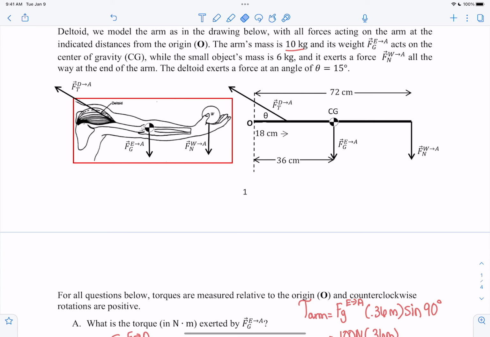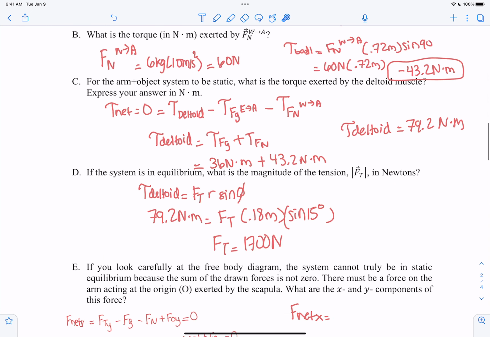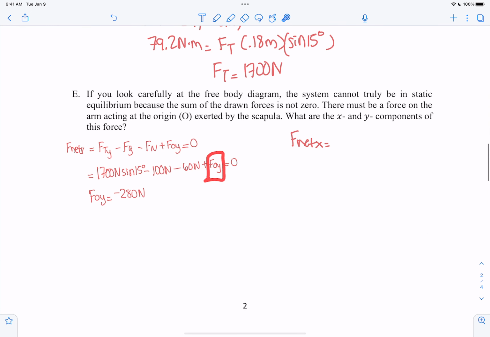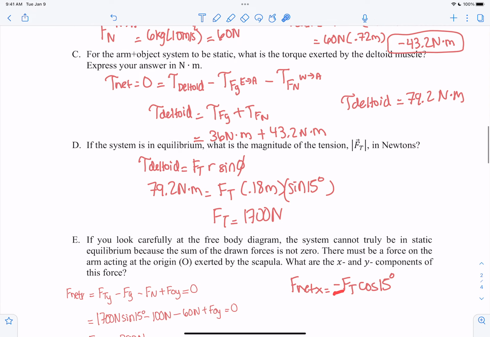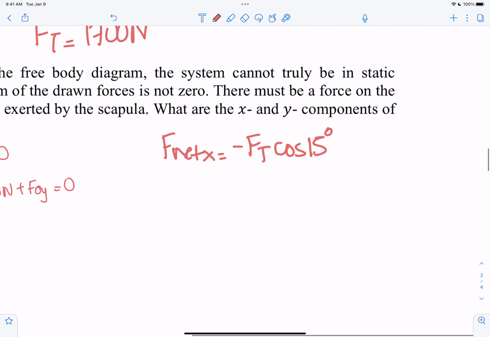And excellent. So it is negative 1700 as well because it's directed along the negative x-axis. So that's absolutely correct. And then you just have to add it to an F origin x. So negative Ft cosine 15, because this is along the negative x-axis. It pulled it up and to the left. And then plus some unknown force along the origin in the x-axis.